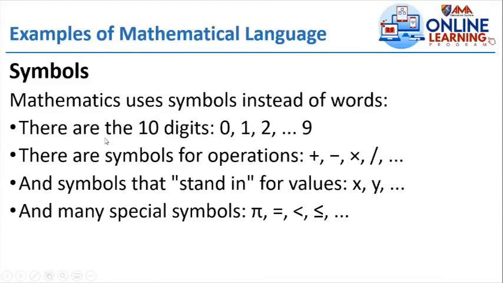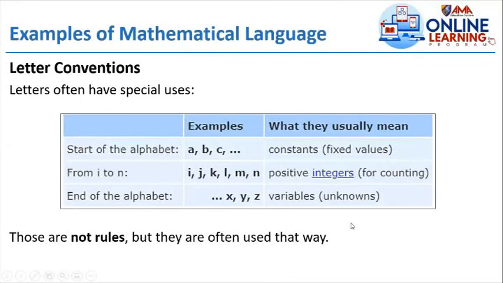Okay, so we have the symbols. There are 10 digits, so 0, 1, up to 9. Symbols for operations. If we see this, this means addition, subtraction, multiplication, division, and so on. And we also have symbols that stand in for values or our variables. And we also have the special symbols like pi, the equal sign, and the inequality signs, and many more. And then for the letter convention, though this is not the rule, this is widely used by the book authors.